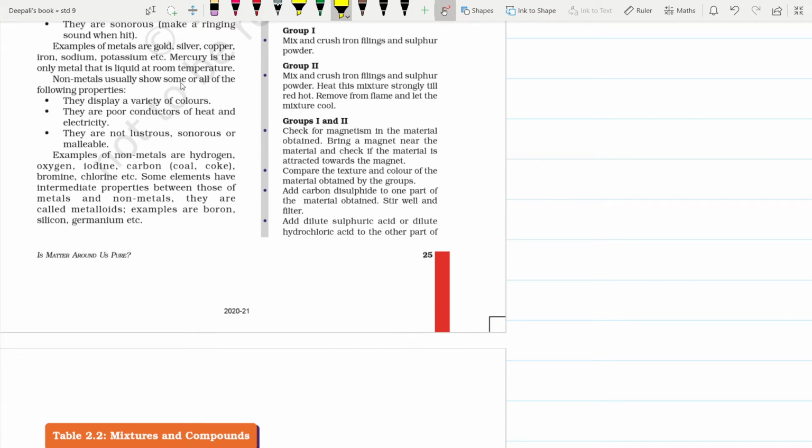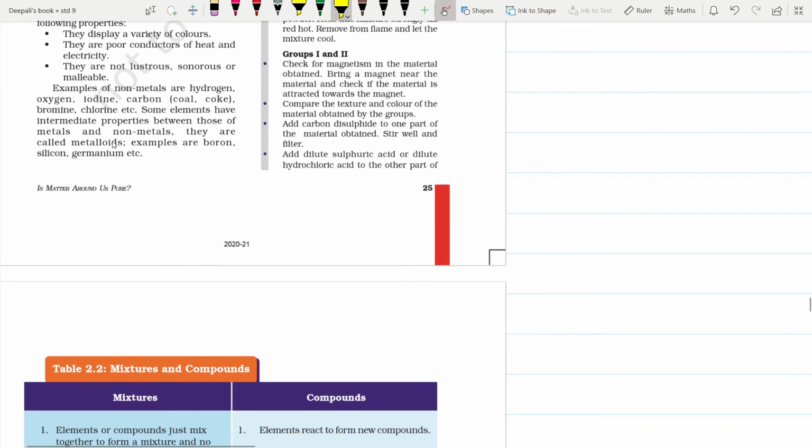Non-metals usually show some or all of the following properties. They display a variety of colors, they are poor conductors of heat and electricity, and they are not lustrous, sonorous or malleable. This means they do not produce any sound on hitting, they are not shining, and they cannot be drawn into wires or sheets. Examples of non-metals are hydrogen, oxygen, iodine, carbon, coal, coke, bromine, chlorine, etc.